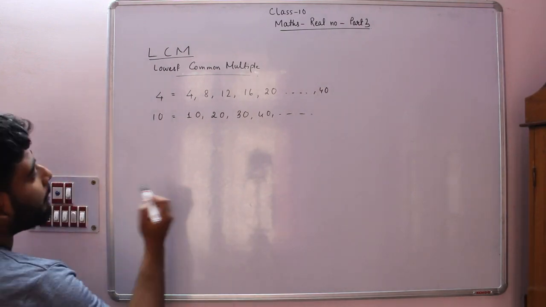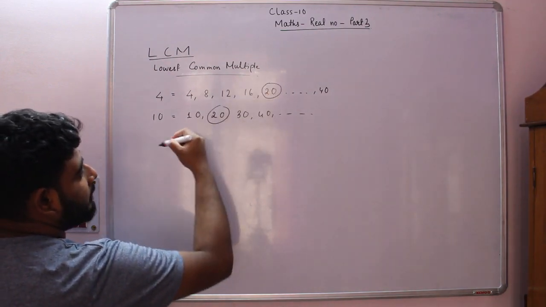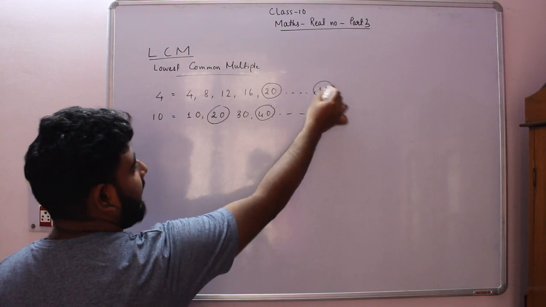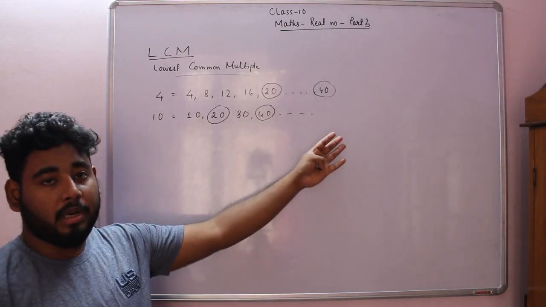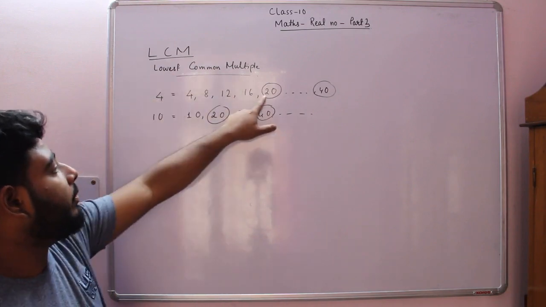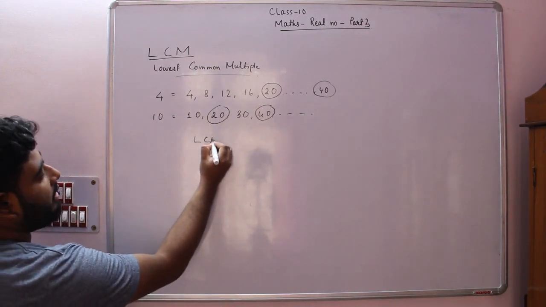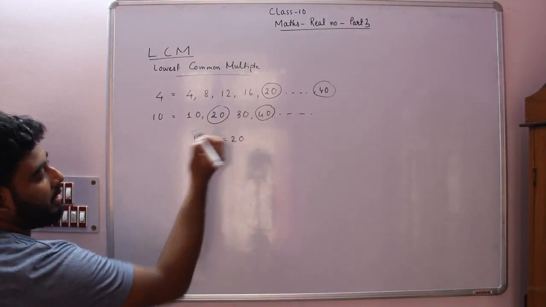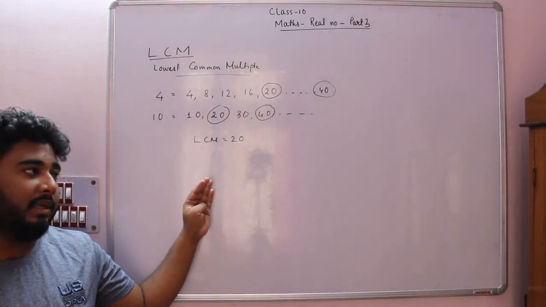So what are the common multiples? 20 is a common multiple, 40 is a common multiple, and in this way we will go on. Then we will get more and more common multiples. Common multiple we know, but what is lowest? 20 is the lowest among these. So LCM of 4 and 10 will be 20. Understood? Now this is basic. This you will not be using in class 10.